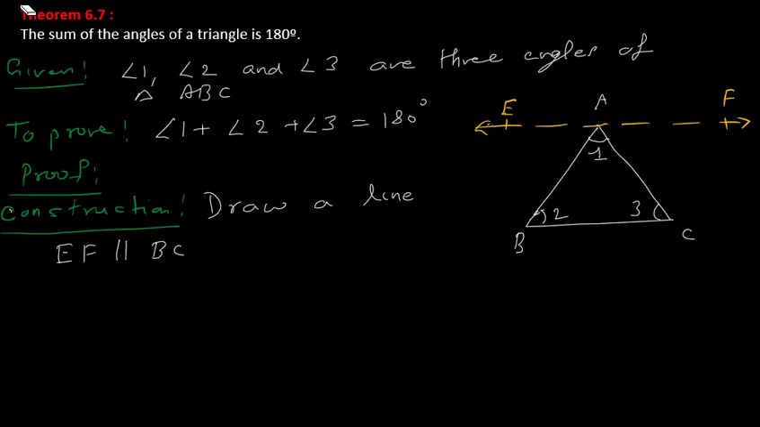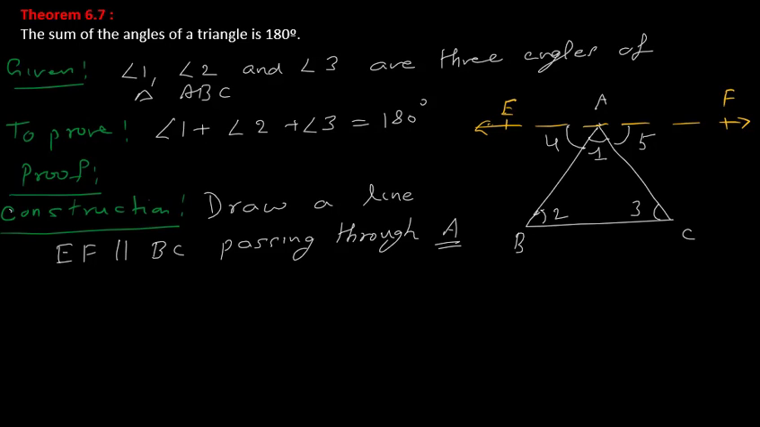We have drawn one line parallel to BC, and let us name this angle as angle 4 and this angle as angle 5. So we have drawn a line EF parallel to BC passing through point A. That is important. It is not that it is parallel and either inside or outside the triangle. It is passing through the vertex A. This is our construction.